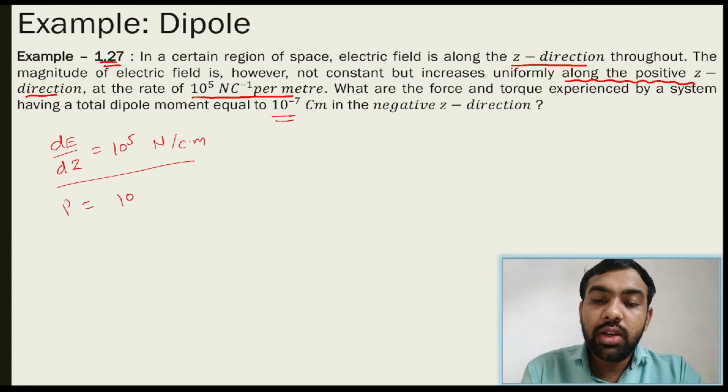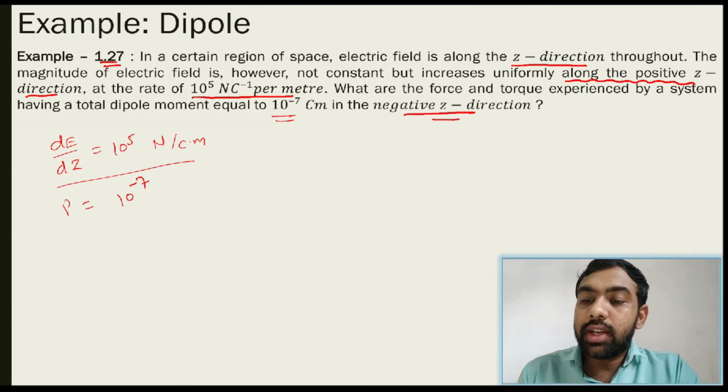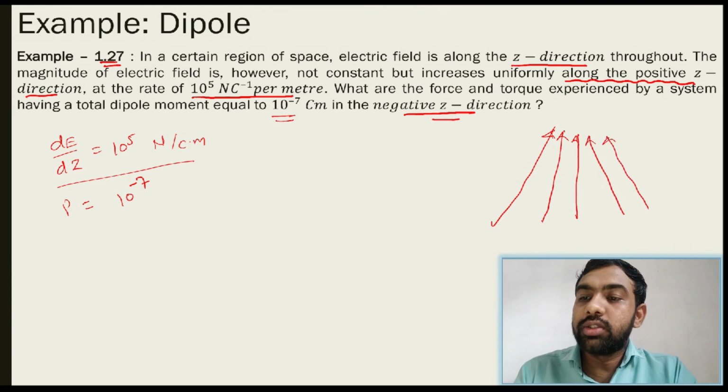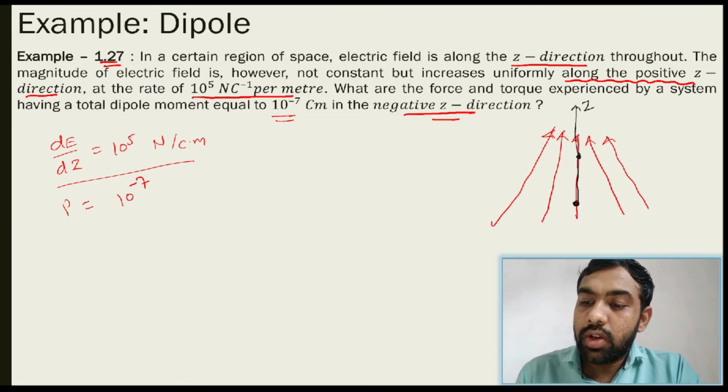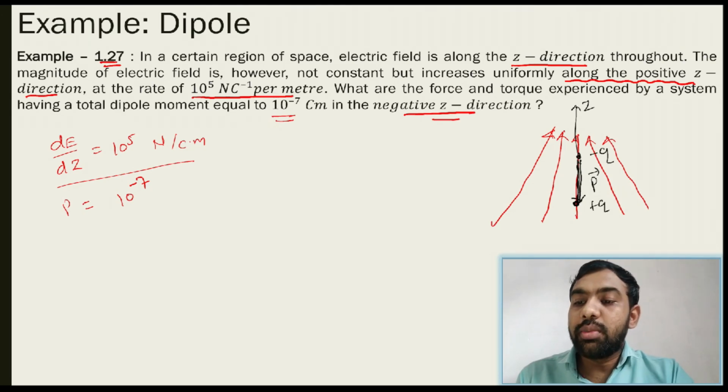The total dipole moment is P equal to 10 raised to minus 7 coulomb into meter, in the negative z direction. So consider that the electric field is along the z direction. The dipole moment P is in this direction, along negative z. So this is minus q and here is the plus q. What is the angle between them? Theta is equal to 180 degrees.